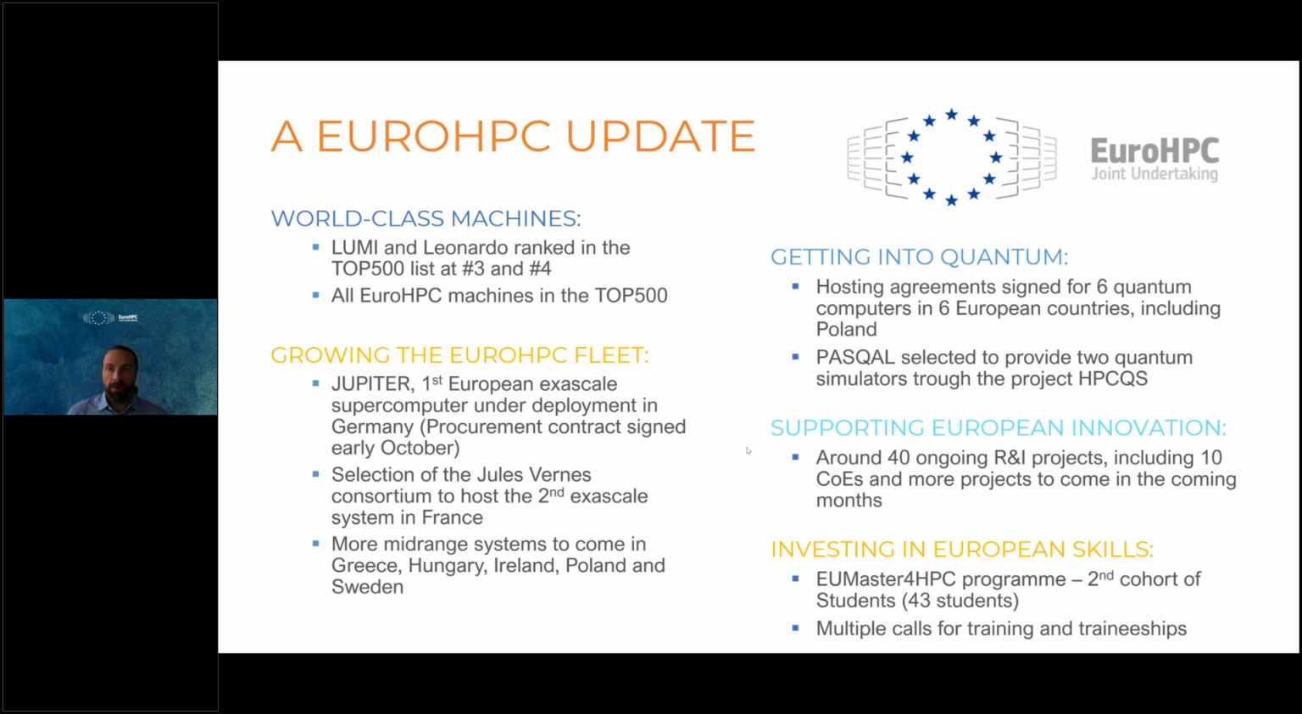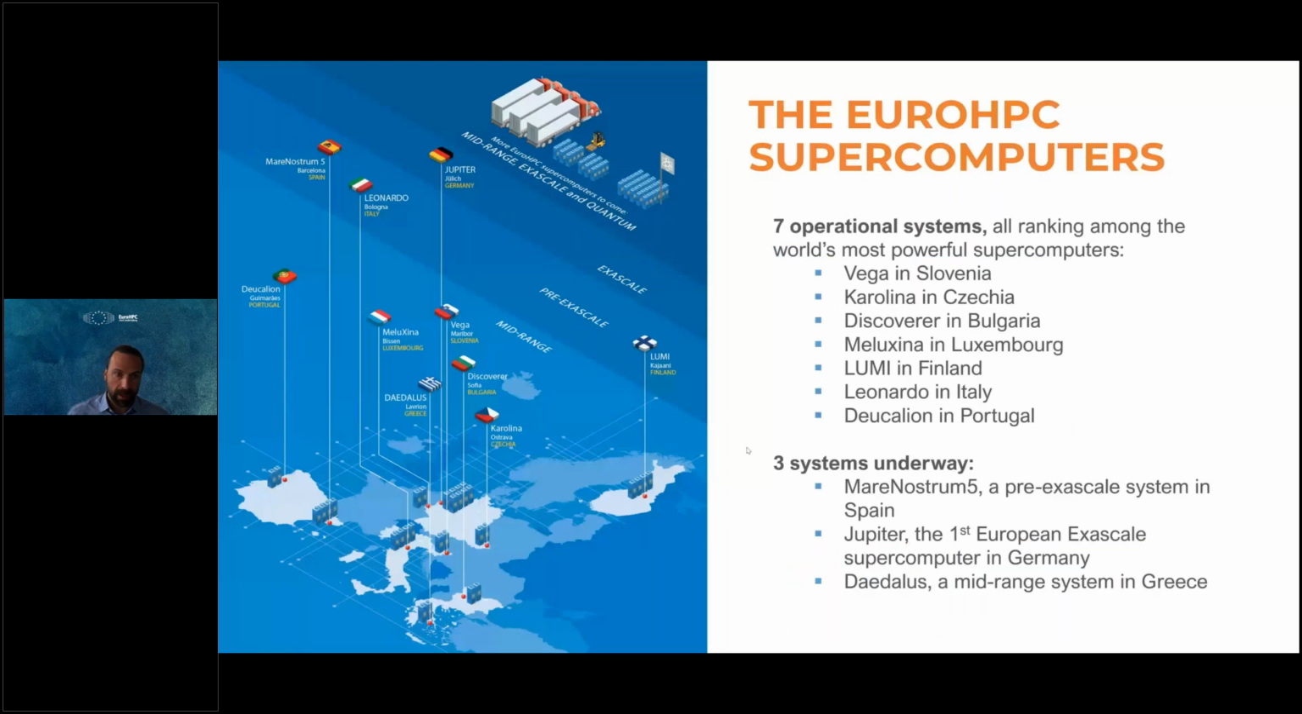A short overview on the EuroHPC supercomputers. We currently have 7 operational systems that provide the HPC capacity that we can offer to the user communities in Europe. Many of them are among the most powerful supercomputers, and they are distributed all over Europe. Vega in Slovenia, Carolina in Czechia, Discoverer in Bulgaria, Melusina in Luxembourg, Lumi in Finland, Leonardo in Italy, as I mentioned already. And recently we have inaugurated Deucalion in Portugal.